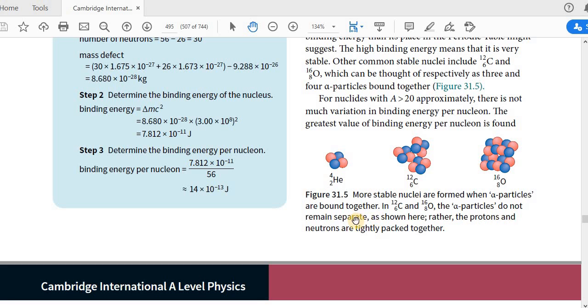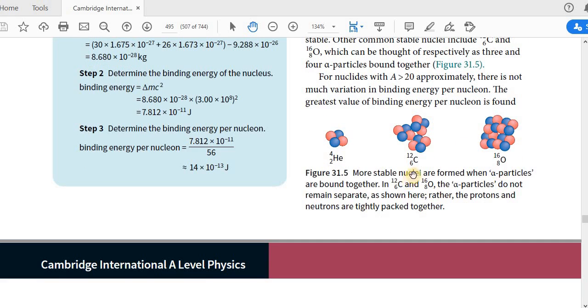The alpha particles do not remain separate as shown here. Rather, the protons and the neutrons are tightly packed together. This is just to show you that 3 or 4 of them, but it's all one thing together. There are no spaces like this. Okay, it's all together. That's what they're saying. This is to show you the stability. They are more stable when you have alpha particle pairs bonded together.